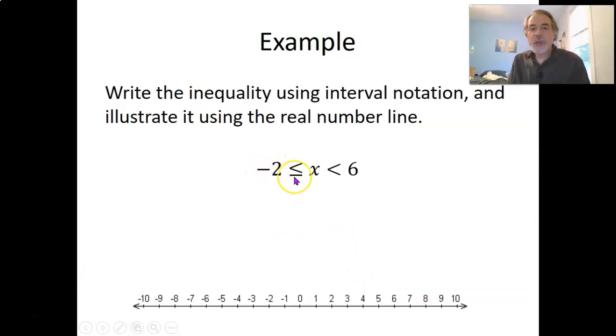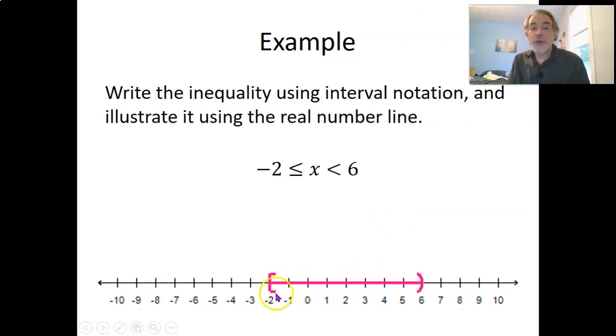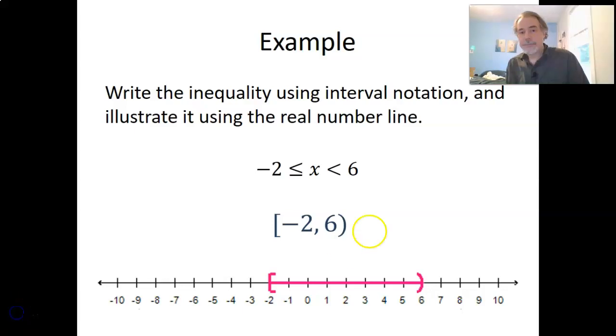How about -2 is less than or equal to x is less than 6. So x is between -2 and 6, on the big side of -2 but on the small side of 6, and it could be equal to -2. So we are including the -2 but not the 6. We show that on the graph with a square bracket by the -2, a round parenthesis by the 6, and then we shade in what's between, and we also need the square bracket by the -2 and the round parenthesis by the 6 in the interval notation.